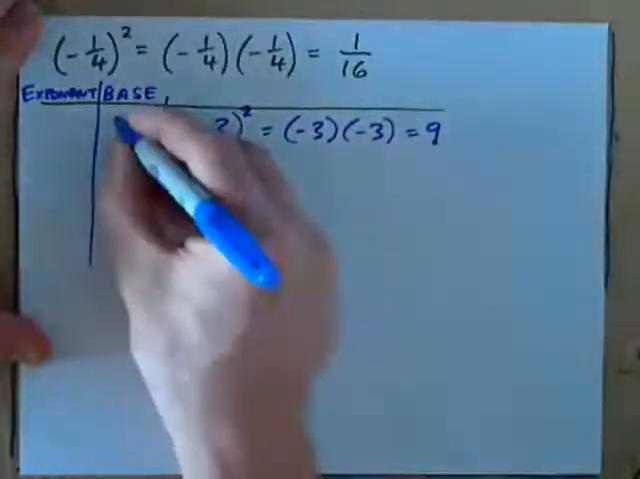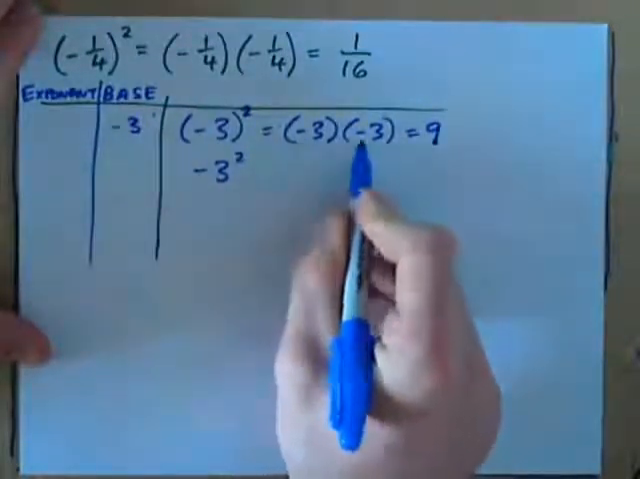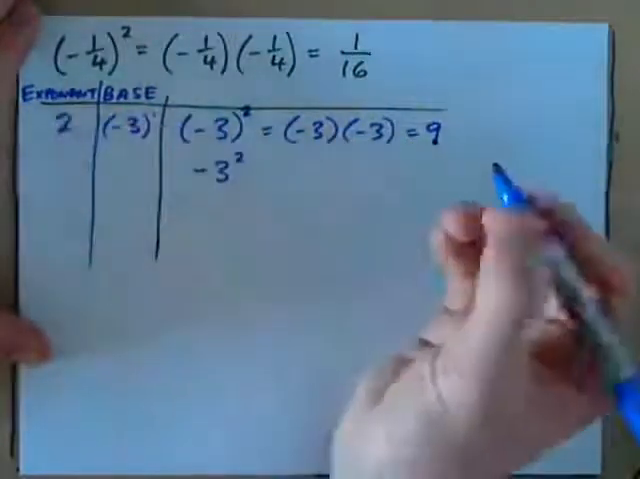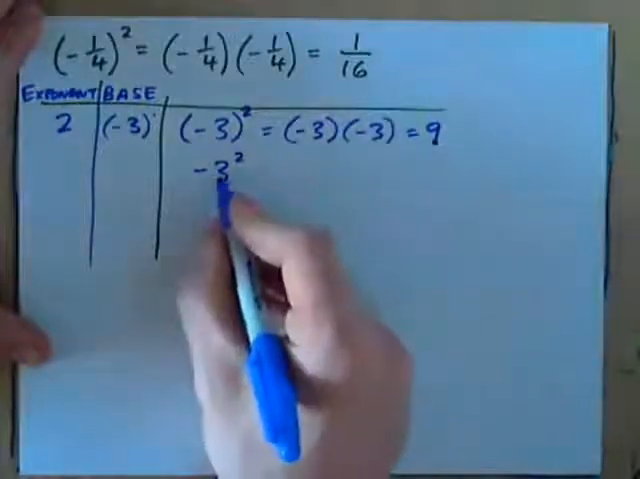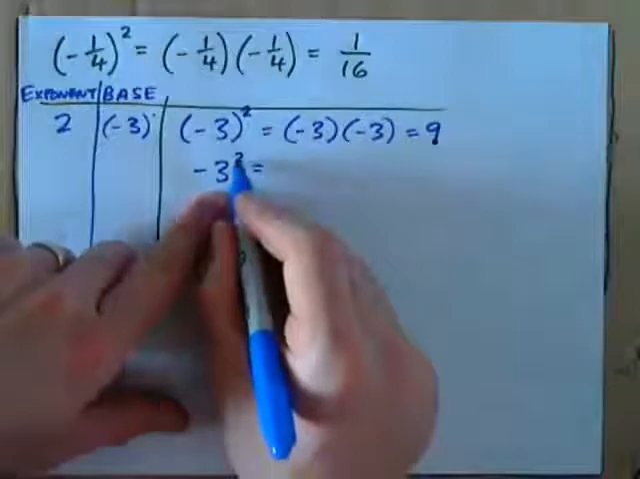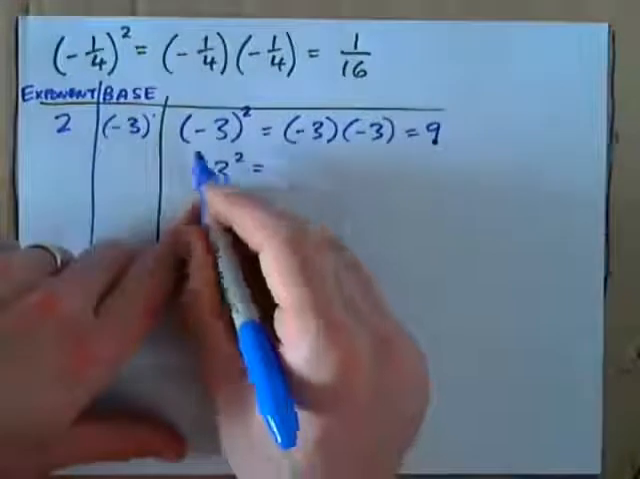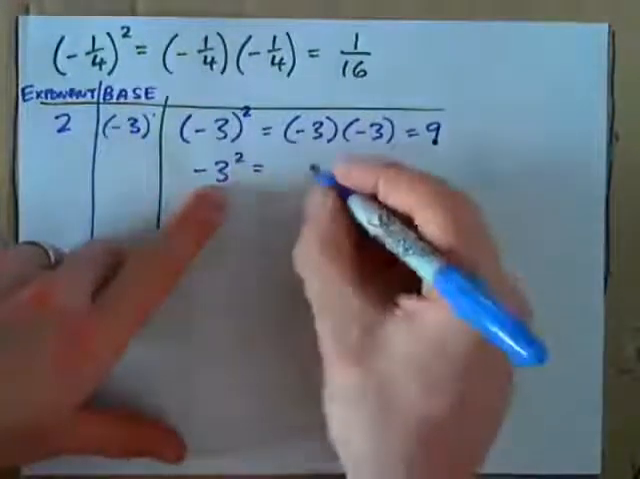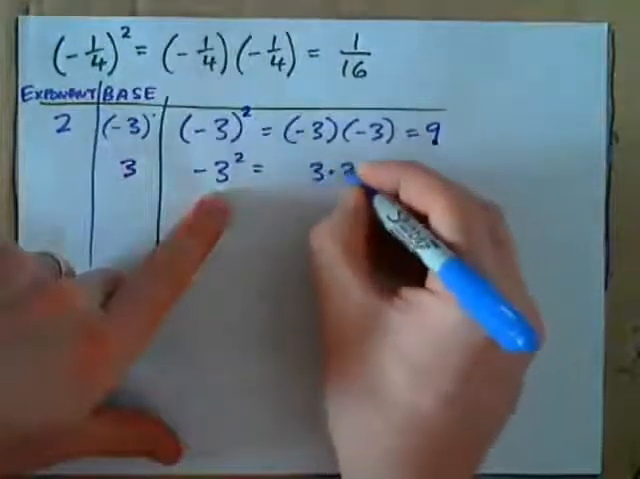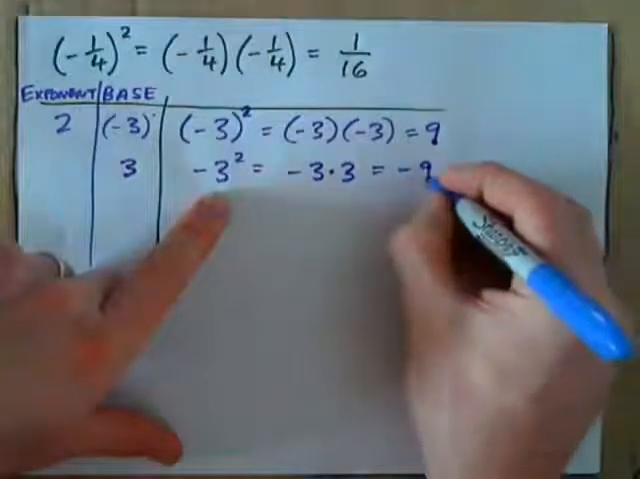The base is the negative 3 part, because that's the part that was multiplied by itself. Right? So negative 3 in parentheses. The exponent is 2. That's the power. Negative 3 squared with no parentheses. In this case, the squared is applied to the 3 only. It's beside the 3. There's no parentheses containing the negative. So the base in this case is just the number 3. So this is 3 times 3 with a negative in front of it, which makes negative 9, right?